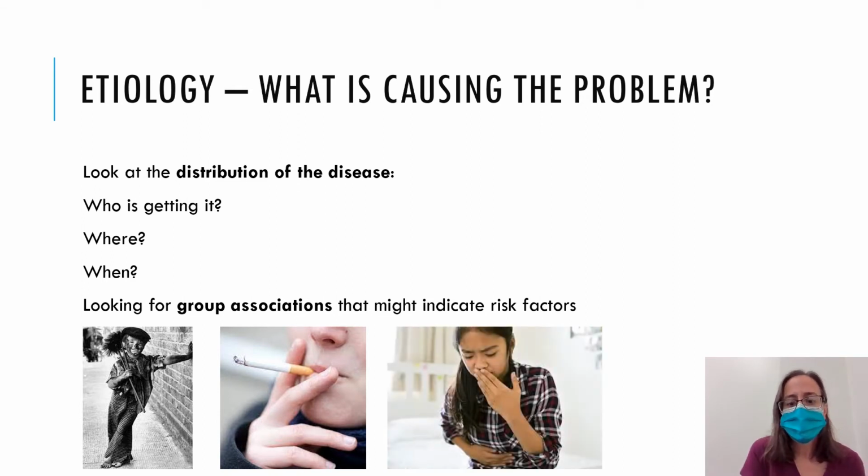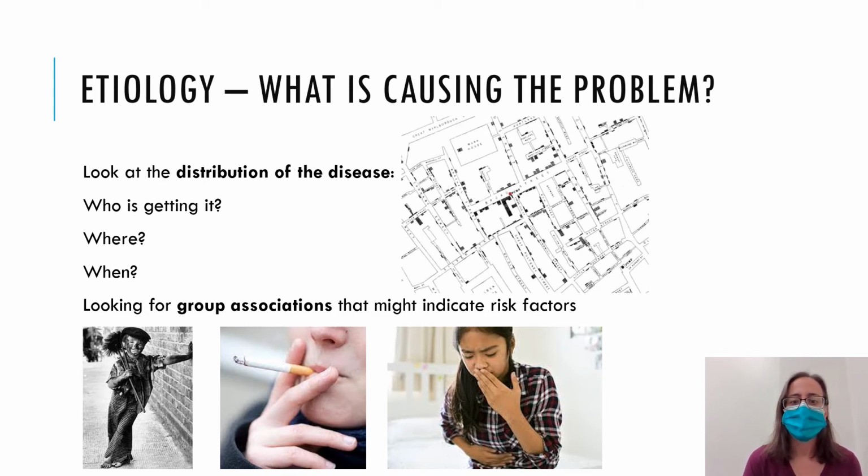Another way to think about it is in the more short term. Let's say a whole bunch of students get sick with what we think is food poisoning, right? We're going to say, well, who's getting it? Where were they eating? And when did they eat there, right? So trying to figure out, was it a contaminated food item? And if so, where and what was it?